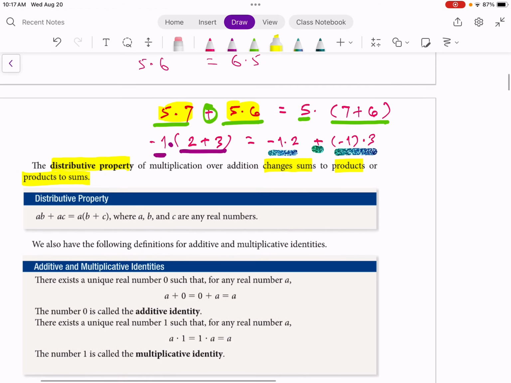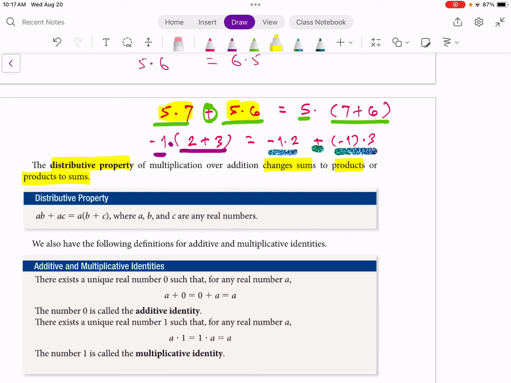Next we have additive identities and multiplicative identities. The additive identity is a very unique number, 0. When you add 0 to any real number, you always end up getting the same real number. 0 is just such a number that when you add it with any other real number, we always end up getting that same real number. 0 plus 5, we get 5. 0 plus square root 2, we get square root 2. And 0 is the additive identity.